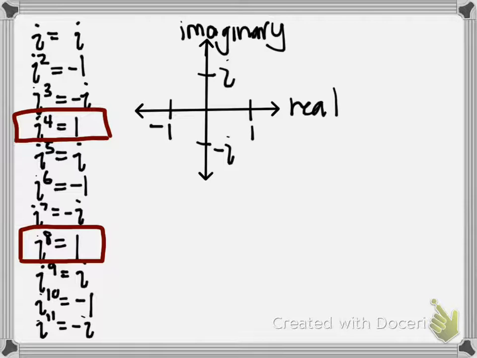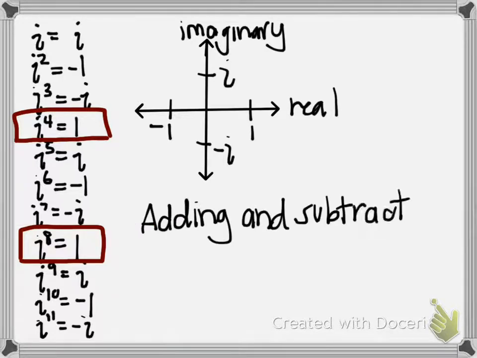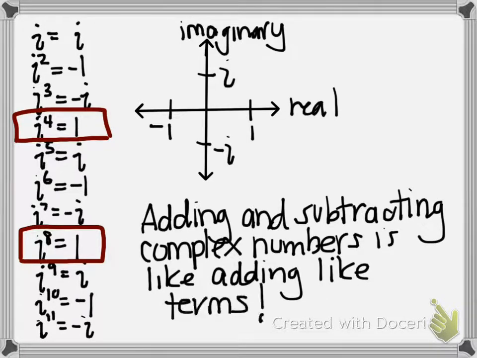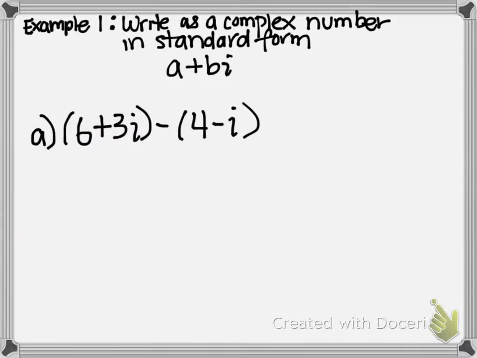So when it comes to actually adding and subtracting imaginary numbers, it acts just like adding like terms. So here's an example. It says here you want to write as a complex number in standard form. And again, remember, standard form is where the real part comes first and the imaginary part comes second. In this case, this is just asking us to subtract because there is a minus sign in between.